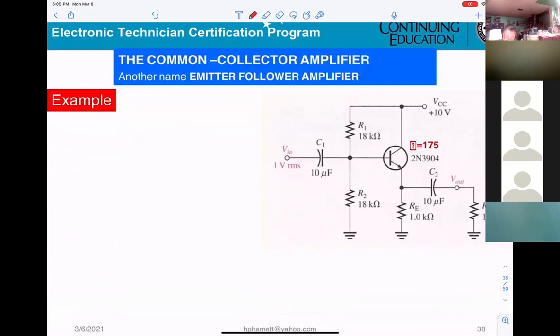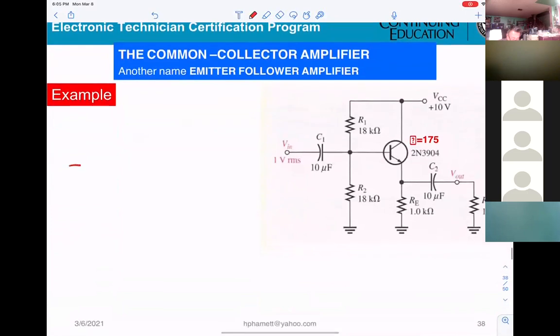Now, if I draw this circuitry differently, I want to ask you, input coming in, and basically this transistor here.